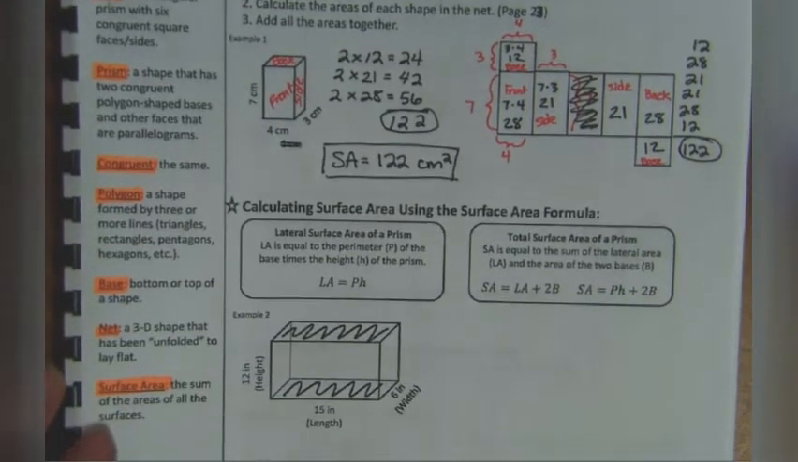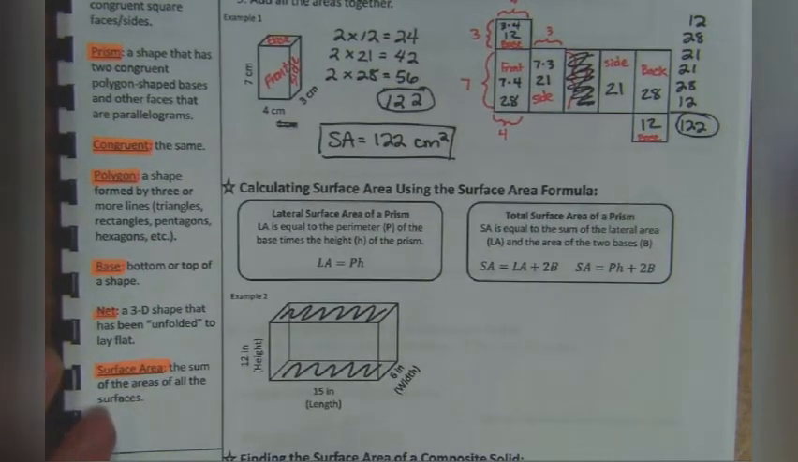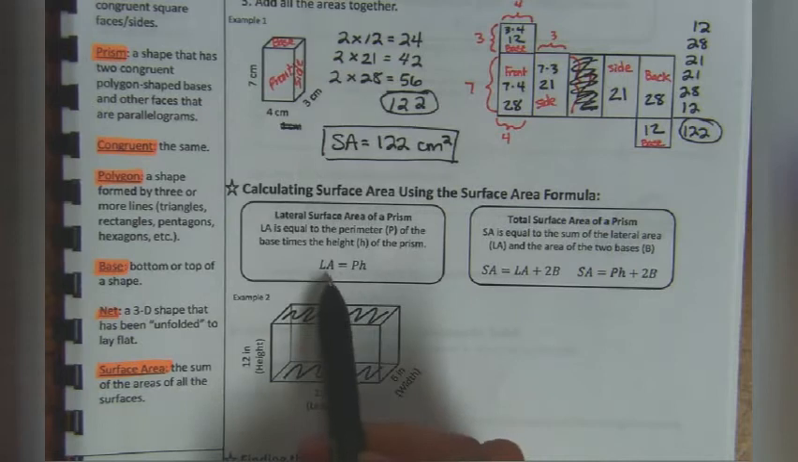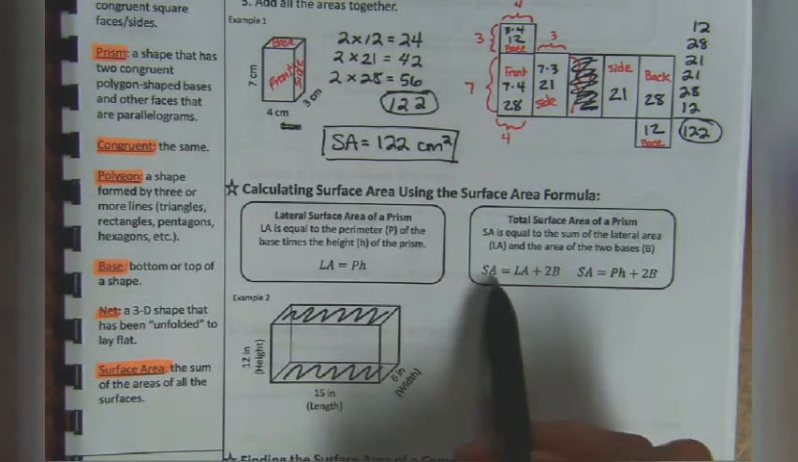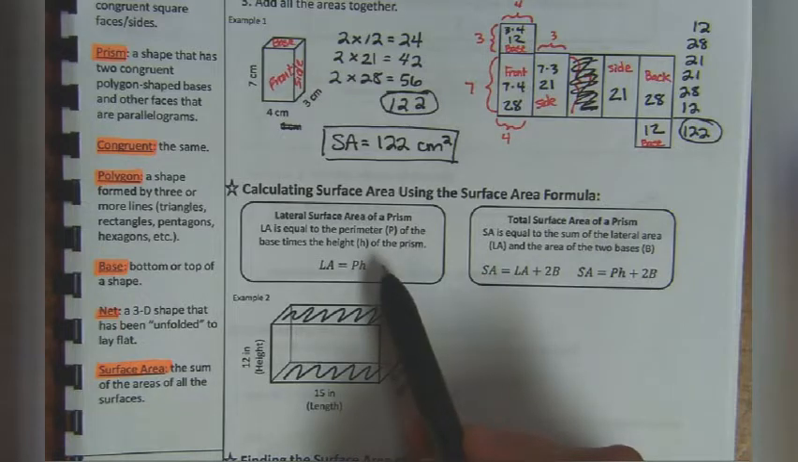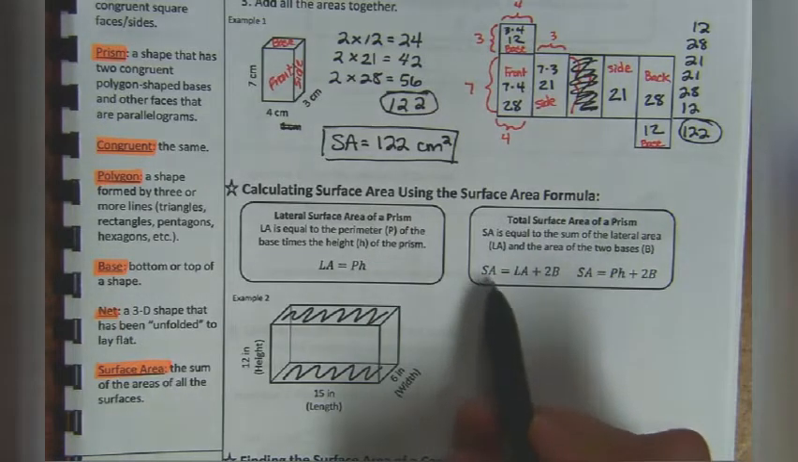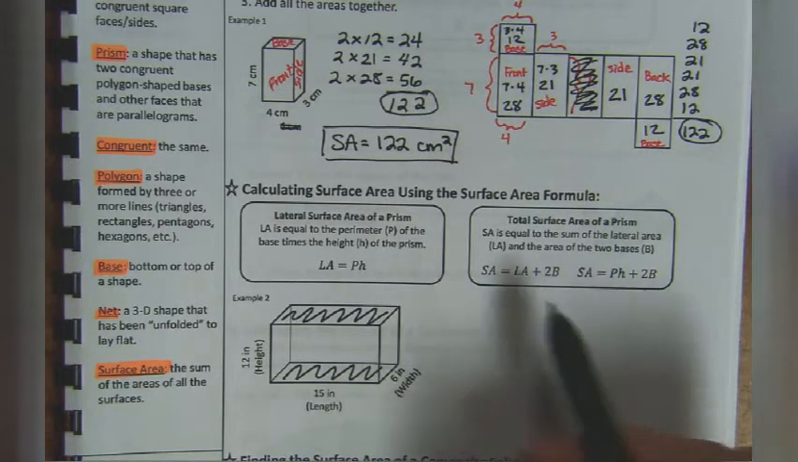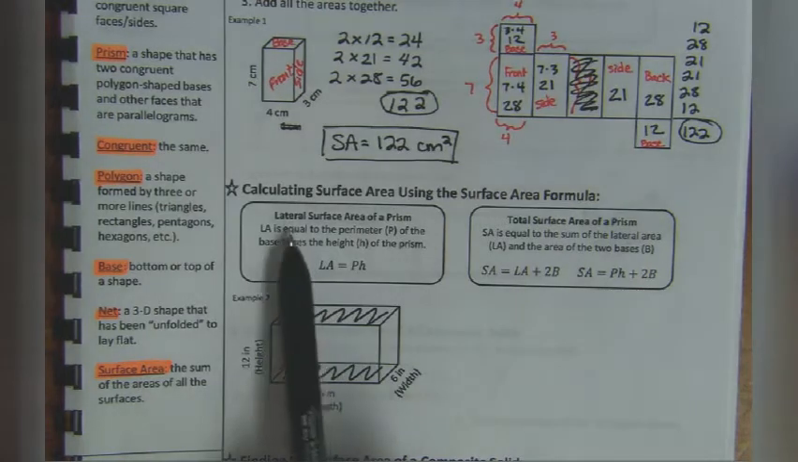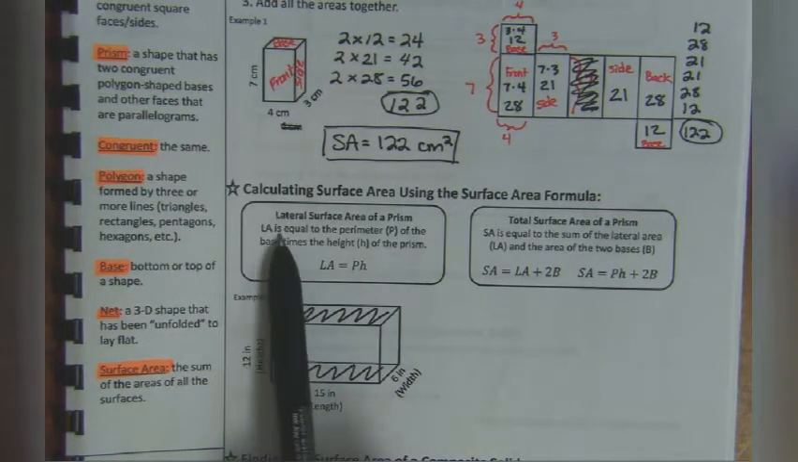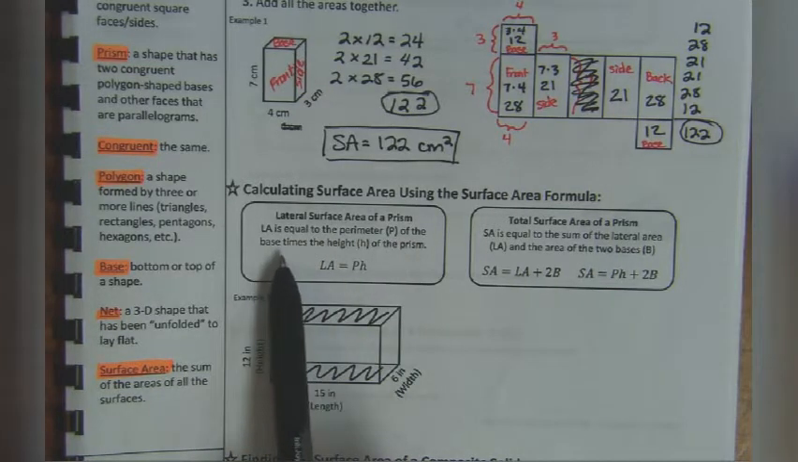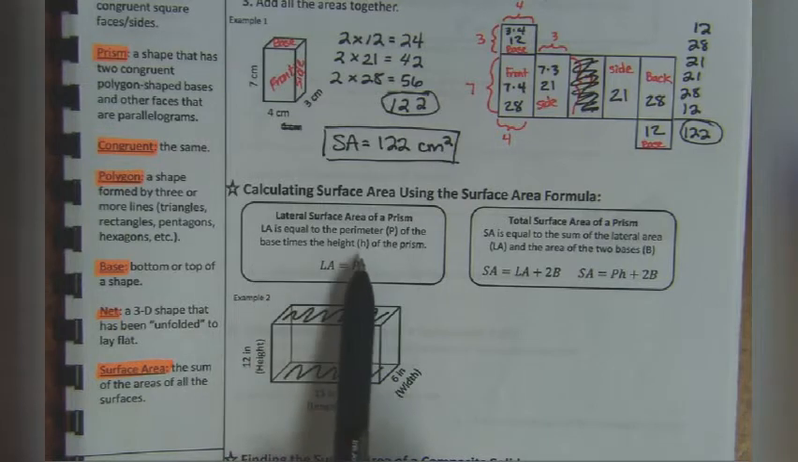Next one we're going to talk about is using the surface area formula. Okay, so this actually requires using 2 different formulas. We have the lateral area formula and the surface area formula. The reason we need to know both of those is because part of the surface area formula includes the lateral surface area formula. Okay? So lateral surface area, the lateral area is equal to the perimeter, so P, of the bases times the height of the prism.